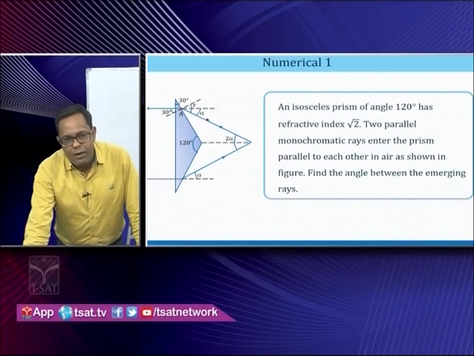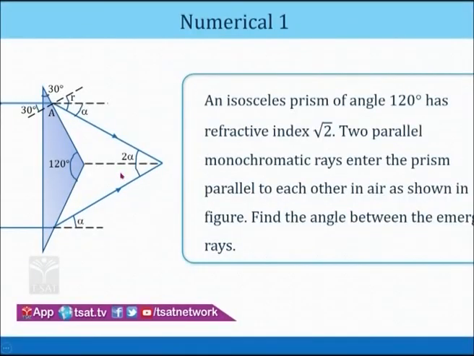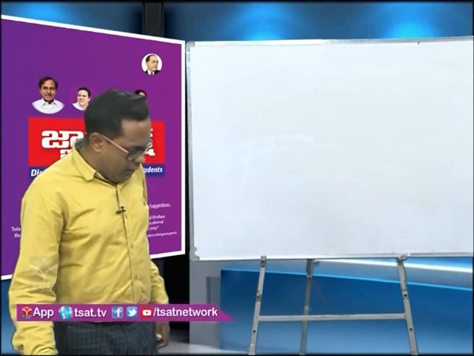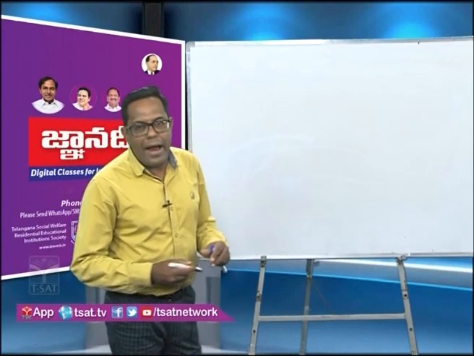You can easily see this is one emerging ray, this is another emerging ray, and this angle, 2 alpha, is the angle which we have to find, the angle between the emerging rays. So now let us start how to tackle this type of problem. Let us go for a ray diagram now.